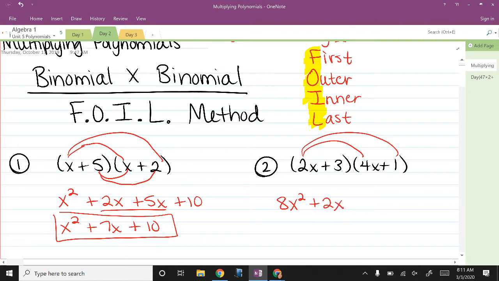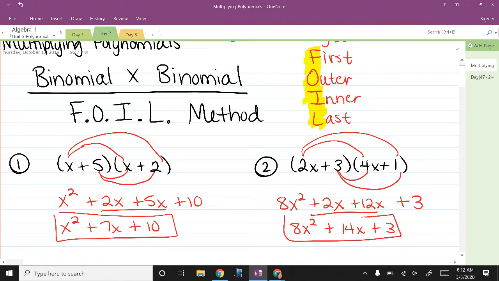Then what do we multiply? The inner terms, which is what? 3 times 4x. What's 3 times 4x? 12x. And then what do we multiply? 3 times 1 is 3. And what's the last step after we multiply? Like terms. What's positive 2x plus 12x? 14x. So 8x squared plus 14x plus 3. That's your final answer.